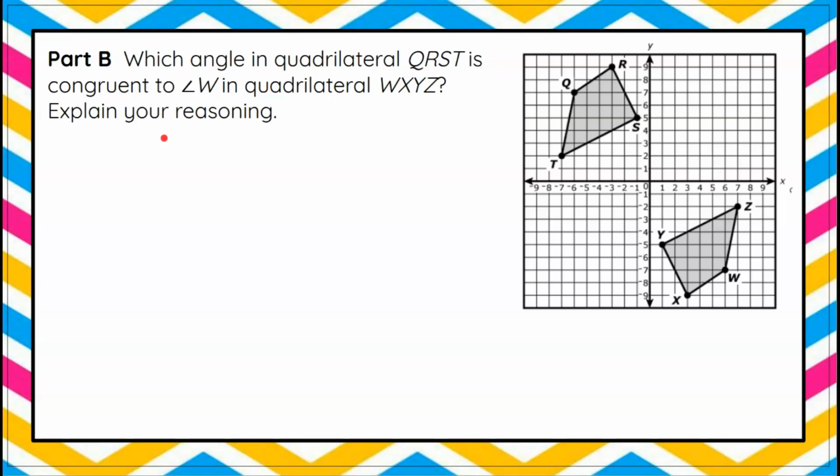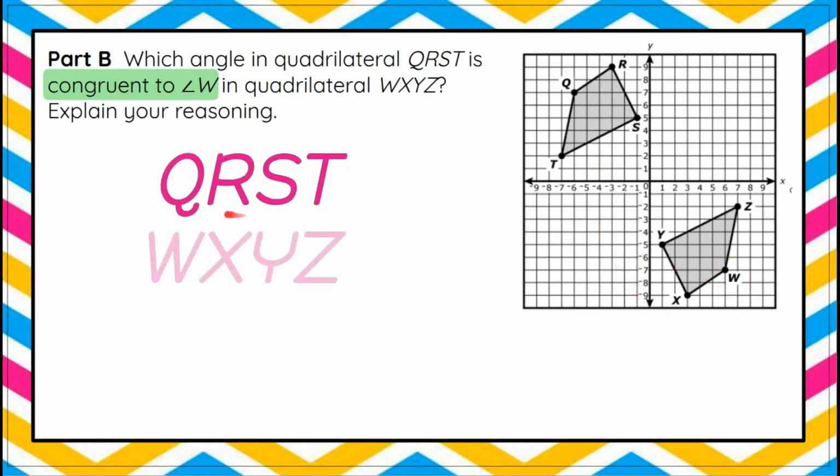So here's where I'd like you to pause the video, do your best work, and then come back to see mine. Good luck. Welcome back. So we want to know which angle is congruent to angle W. So which angle here is congruent to angle W here? So let's write the names of the quadrilateral. They're named by their 4 vertices, QRST.